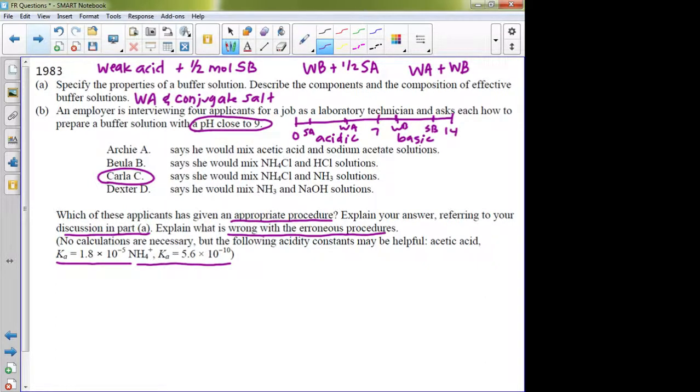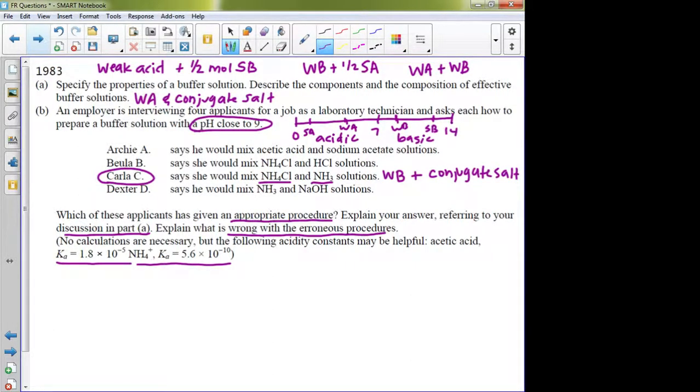Why is Carla C's good? So let's talk about why hers works. She has a salt and a weak base. Okay, so she's got the weak base. And what else does she have? Its conjugate salt. Is NH4 positive the conjugate of NH3? Yes. Is NH4Cl a salt? Yes. So I see I've got the weak base plus the conjugate salt. We see that? We're good with that.